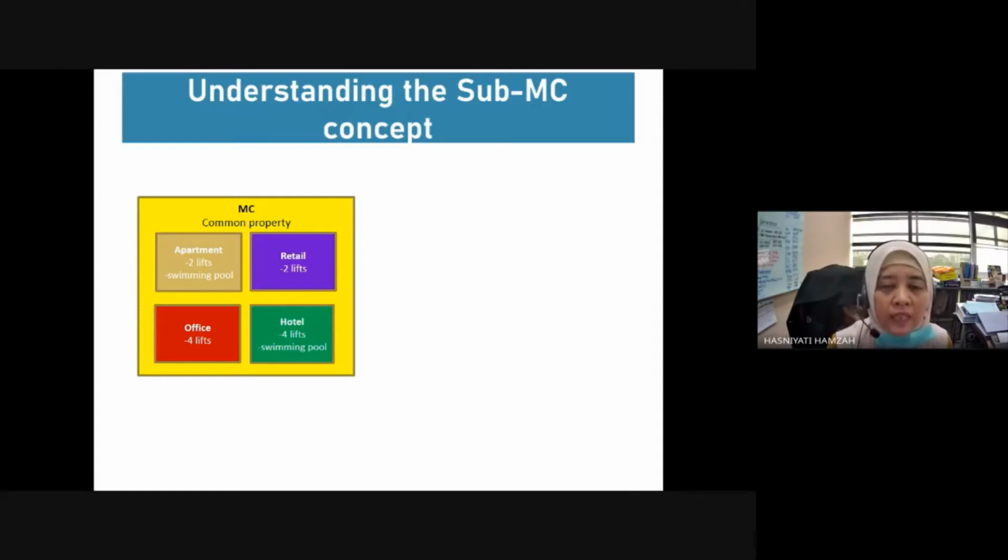So you have there the yellow. Normally, colored yellow is the common property. Common property in any plans, maybe it is the strata plan or whatever, is colored yellow. So in this case, you have already established the MC. MC is in charge of managing and maintaining the common property. In this particular mixed strata development, you have 4 different users: the apartment block, retail, office, and hotel. Of course, this particular mixed strata is very simplified for you. It's just the concept. We want to understand the concept first.